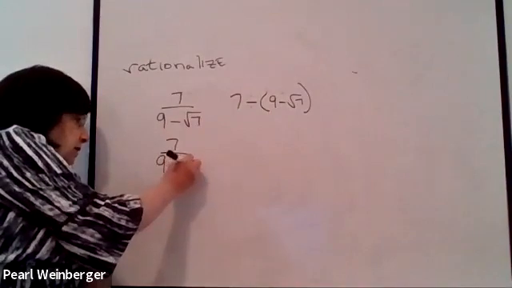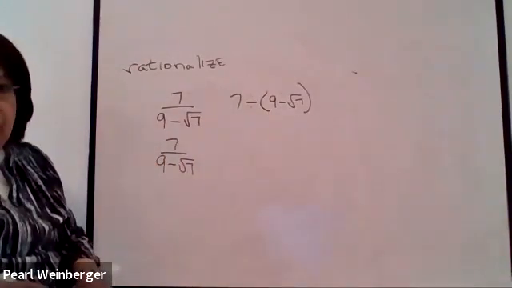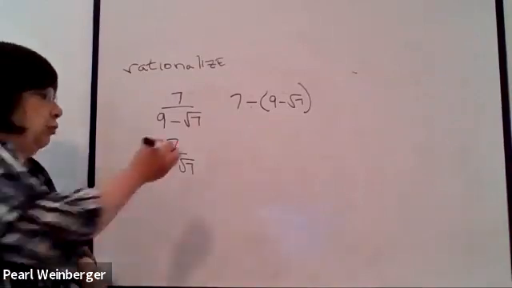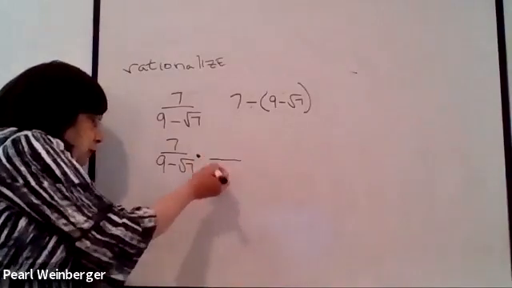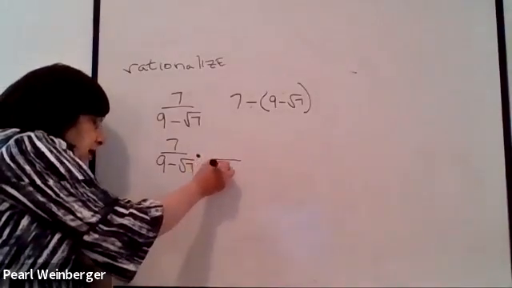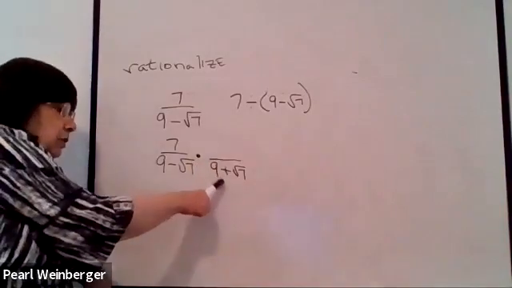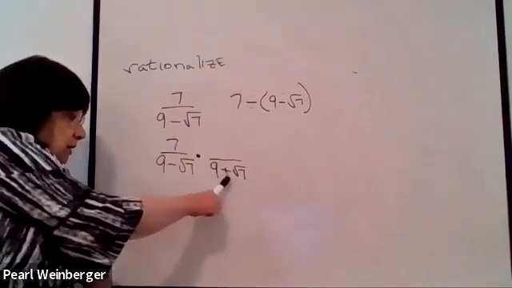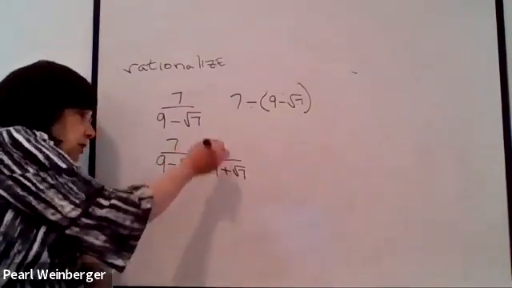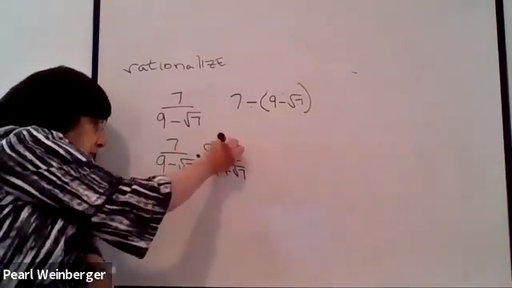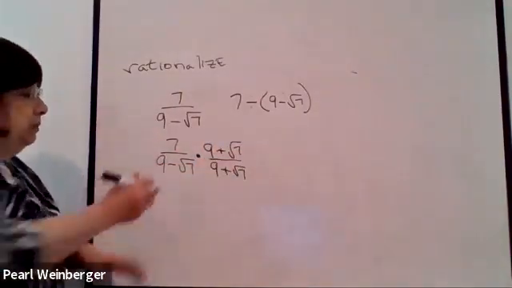I see that my denominator is a binomial. So to rationalize it, I'm going to multiply by the conjugate of the binomial, which will be 9 plus radical 7. And of course, that's because this was a minus, I have to do the one with a plus. And of course, whatever I do to the denominator, I do the same thing to the numerator.